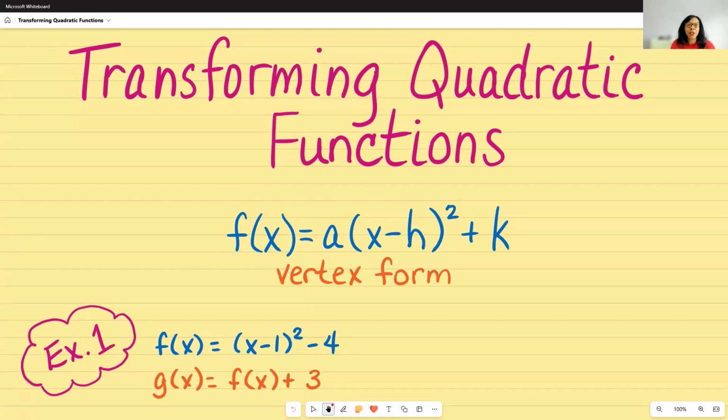Today I'm going to discuss transforming quadratic functions. We're going to look at the quadratic function that's in vertex form. I'm going to color code as well as explain the different variables a, h, and k.